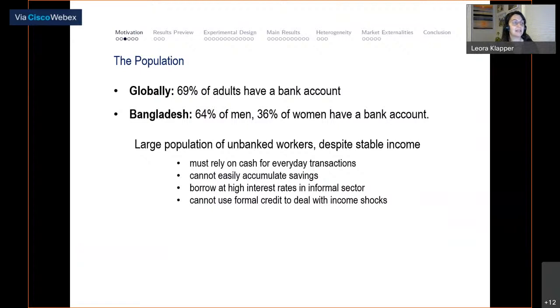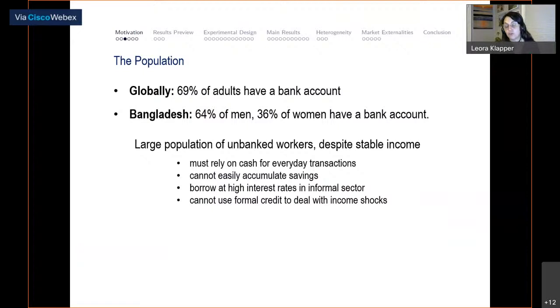And so at the time, as of 2017, about 65% of men, compared to about 36% of women, had a bank account. And so there's a very large population of unbanked workers, despite the fact that they're receiving regular wage income. And wage workers tend to be, especially formal wage workers, in the category that we call the unbanked with huge potential. These are workers receiving a regular income. They have a need for a bank account, yet they're transacting their financial lives almost exclusively in cash. And so they must rely on cash for all of their transactions.